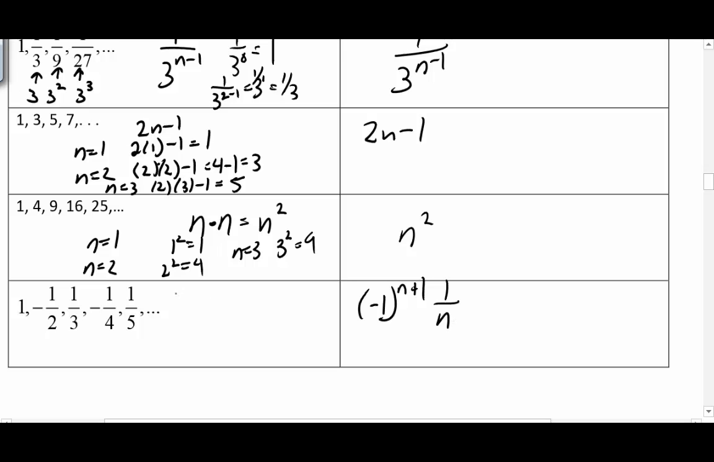Okay, so let's double check that. When I put my first number in, I get negative 1 squared times 1 over 1. Well, negative 1 squared is positive, so I do get 1. Put n equals 2 in, I get negative 1 to the 2 plus 1, times 1/2. Well, that's negative 1 cubed, and negative 1 cubed is in fact negative 1, times 1/2, giving negative 1/2. So the pattern looks like it's fine. And I'll let you go back and double check for yourself to make sure you're happy with that.